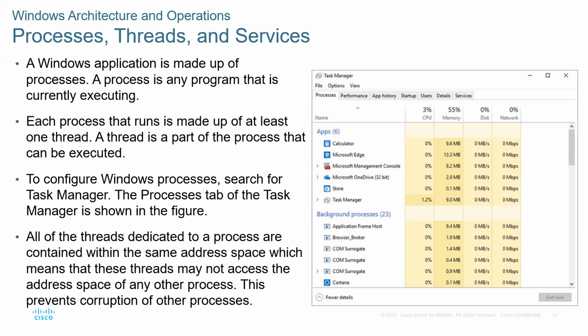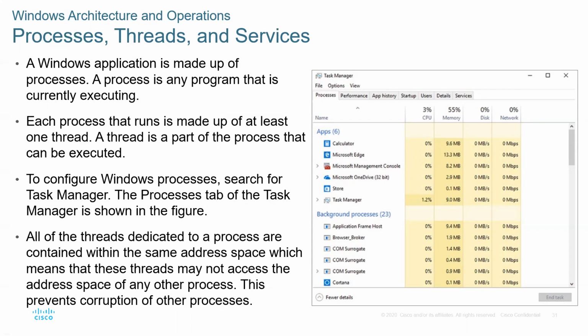So to configure Windows processes, you can search for them within the Task Manager, which is what you see on the screen. The Processes tab is going to show you each one of those. It'll tell you how much of the current CPU it's chewing up, as well as the RAM resources, disk, as well as your network here.